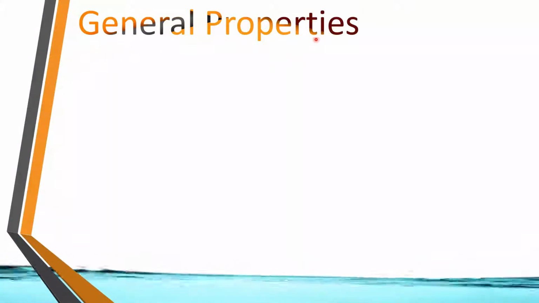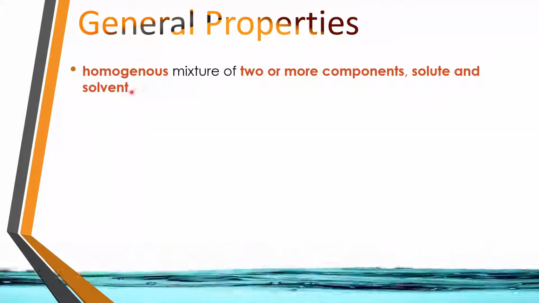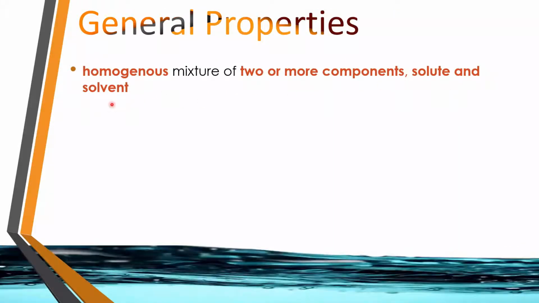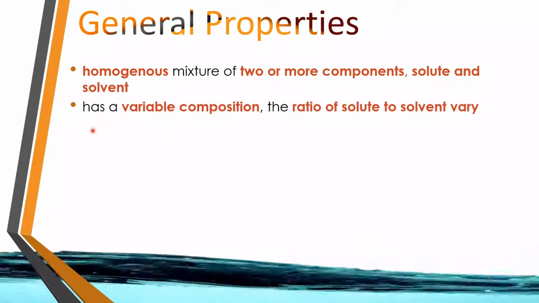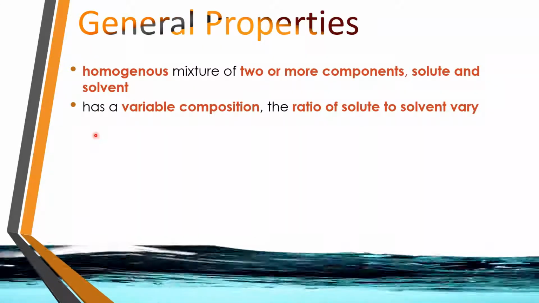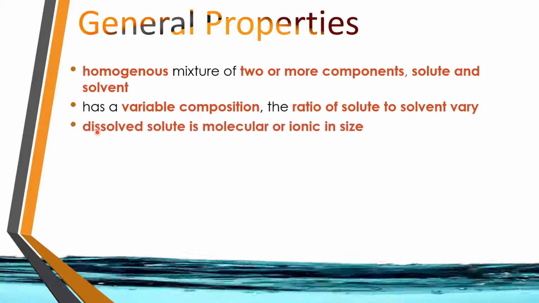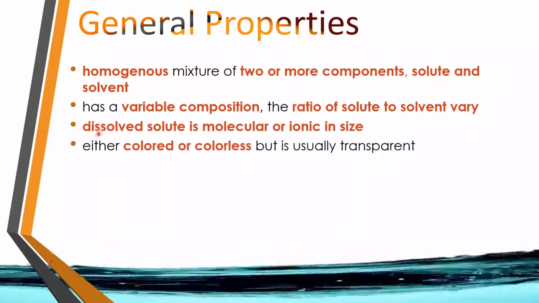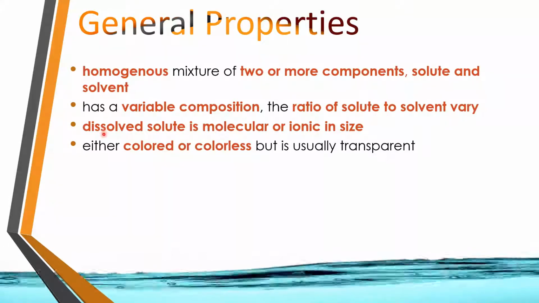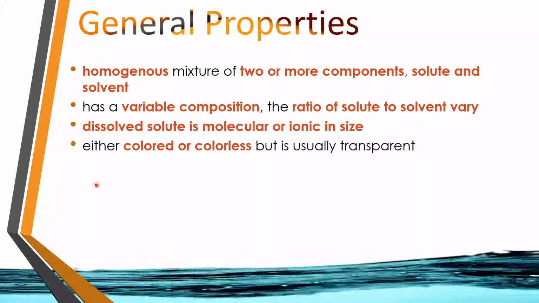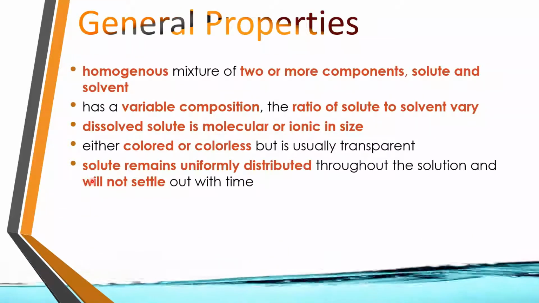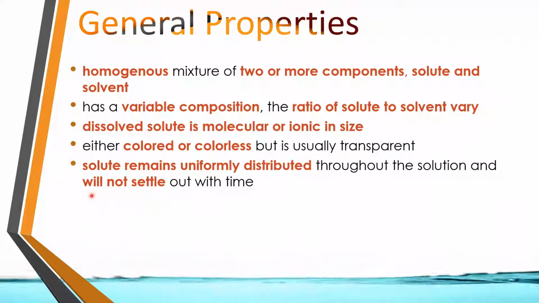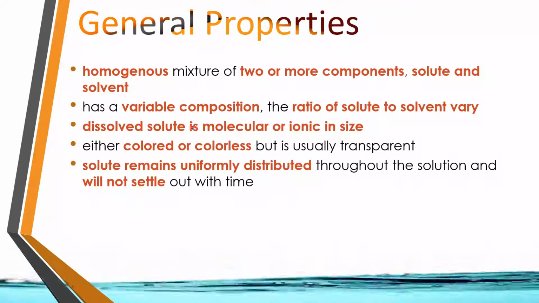The general properties of solutions include the fact that a solution is a homogeneous mixture of two or more components, solute and solvent. A solution has a variable composition. The ratio of solute to solvent varies. Dissolved solute is molecular or ionic in size. Solutions can either be colored or colorless, but are usually transparent. It is a system where the solute remains uniformly distributed throughout the solution and will not settle out with time, unlike a suspension.